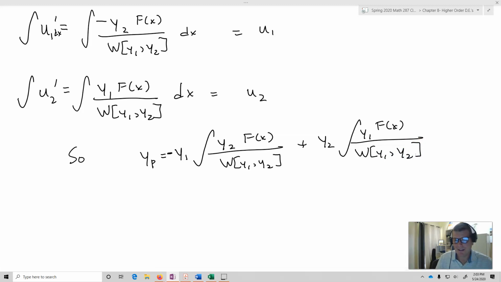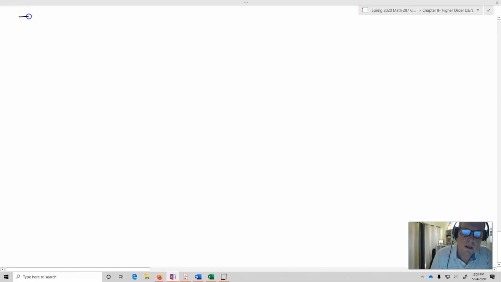Kind of theoretical. We'll get into it a lot more. I'm going to actually give you an example so that it gels together, and hopefully it makes a lot more sense when we take a look at that. All right, let's go on to that example. So let's take an example: y double prime plus y equals tan x.